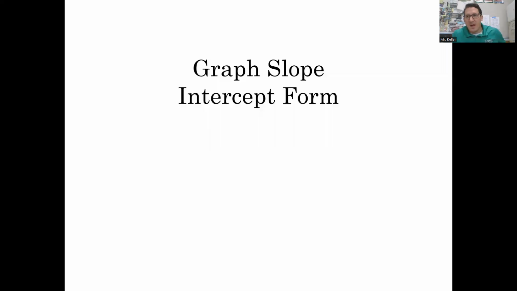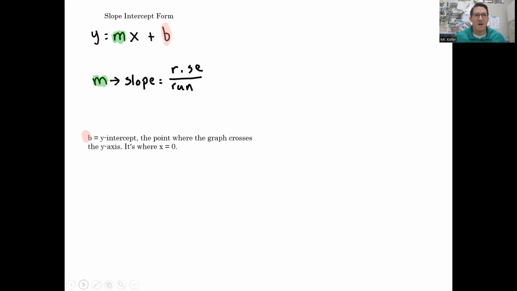All right, IM2 classes. We are going to start off our year with a review of how to graph slope-intercept form. Starting off, slope-intercept form is y equals mx plus b. This should be a reminder from last year where m is the slope. That's the rise over the run. The rise is how far up and down the line travels, and the run is how far left and right. And that's between points there.